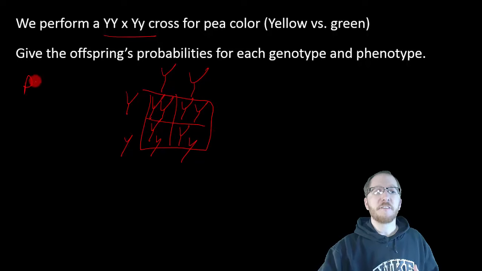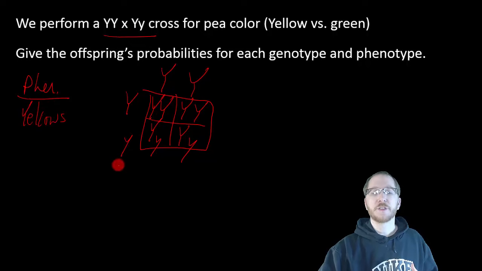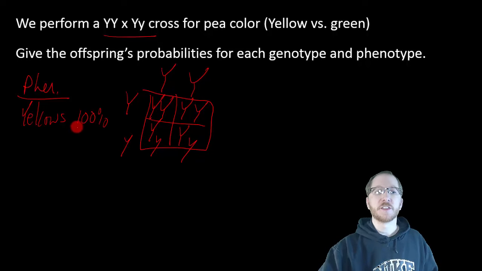So if I'm looking phenotypically, which I'll just abbreviate here, we're going to have where yellow is dominant. And so in this case, the yellows are going to be 100%. Every single guy has at least one big Y. So if I'm asking for phenotypic ratios, this is going to be 1 to 0. It's going to be 100%, 4 out of 4.